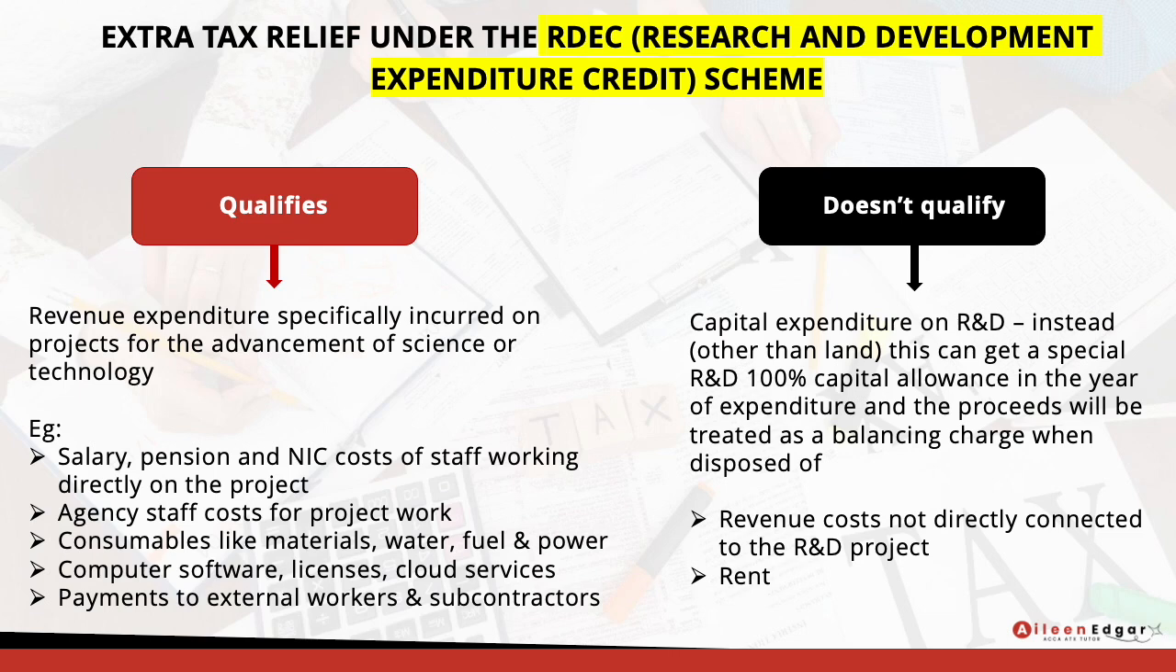Expenditure that qualifies for additional research and development tax relief is revenue expenditure like salaries, payments to agency workers, consumables, computer software, subcontractor expenditure, although there is more to discuss on that point, so we will come back to that one. Capital expenditure does not qualify for R&D relief, but it can get 100% capital allowances, and then when disposed of later on, will create a balancing charge.